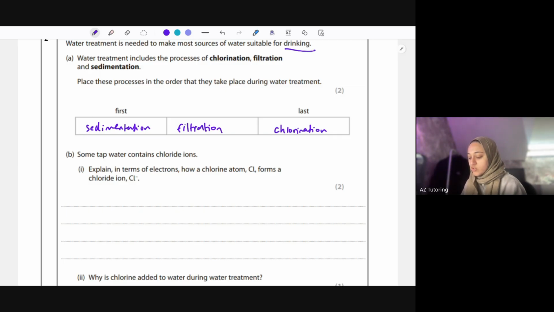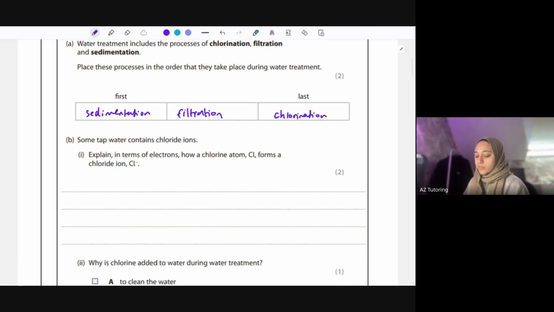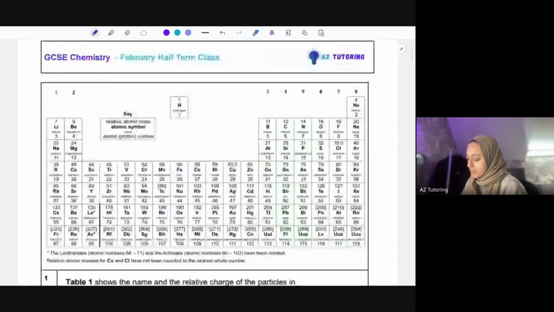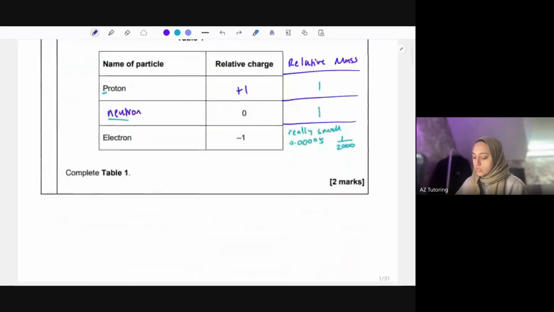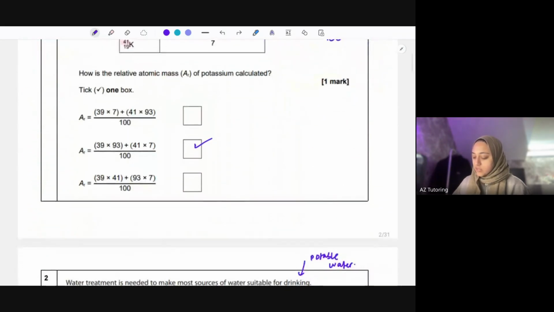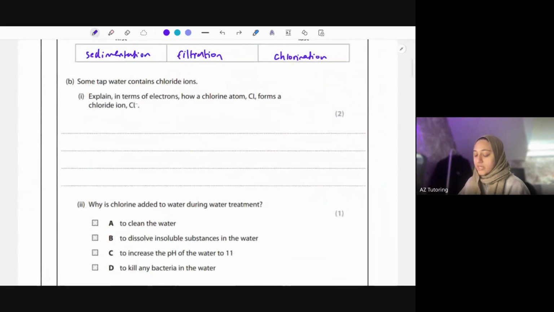Okay, some tap water contain chloride ions, which I guess has come from the chlorination step, right? Explain in terms of electrons how a chlorine atom forms a chloride ion. Well, a chlorine atom has the electronic structure. If you look here, it's in group 7. It's got 7 outer electrons because it's in group 7. Remember, the group number is the number of electrons on the outside. So if it's got 7 electrons on the outside, to become an ion, it needs to gain 1 electron.